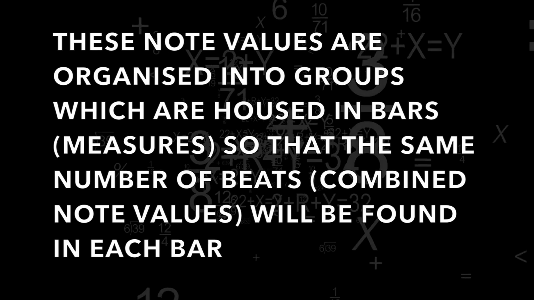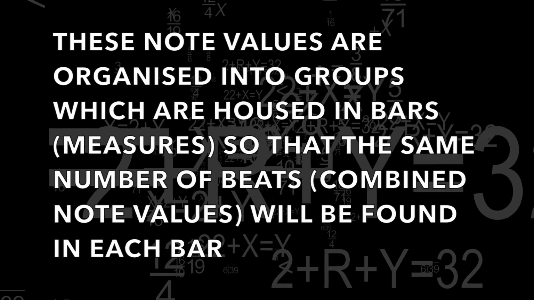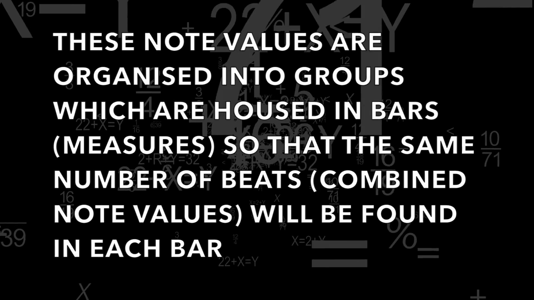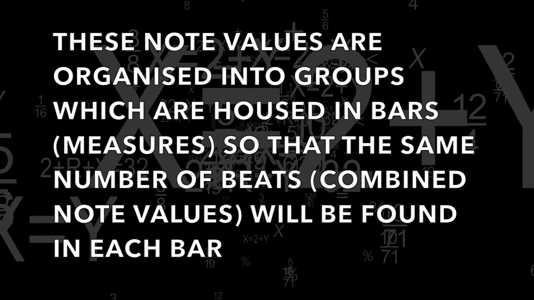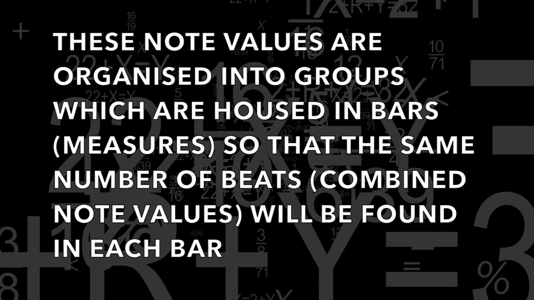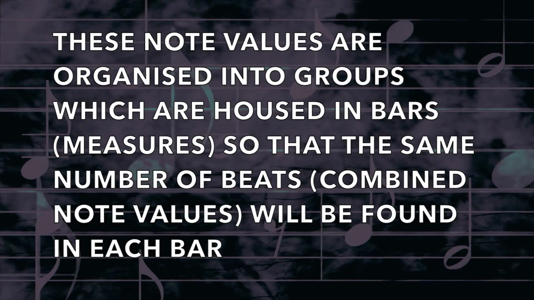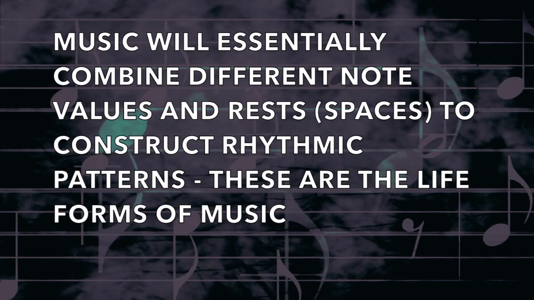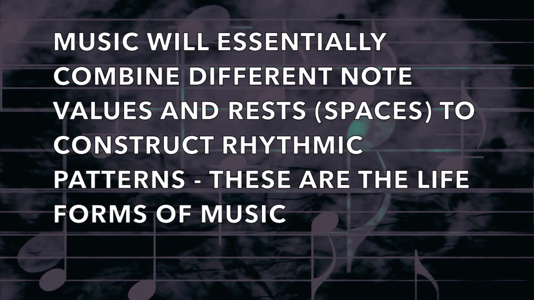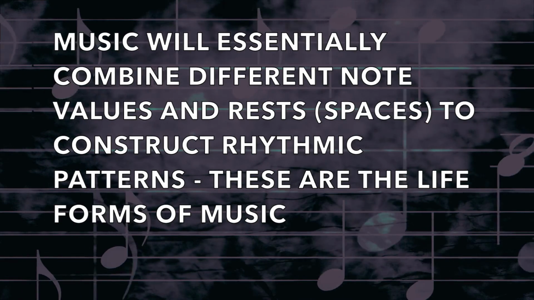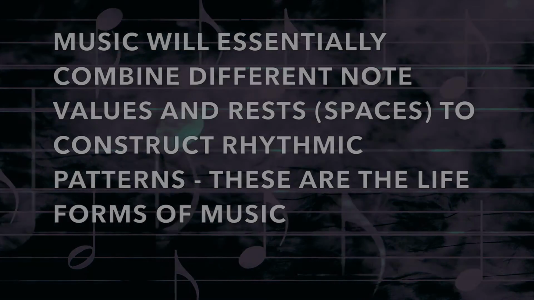The way in which these note values make sense is when they are organised into a time frame which comprises lots of little boxes called bars, and each bar is allowed to contain a specified number of beats. Any of the note values can be included so long as they add up to the specified number of beats. When you mix these note values up and insert spaces, known as rests, you create rhythmic patterns, and these are the life forms of music.